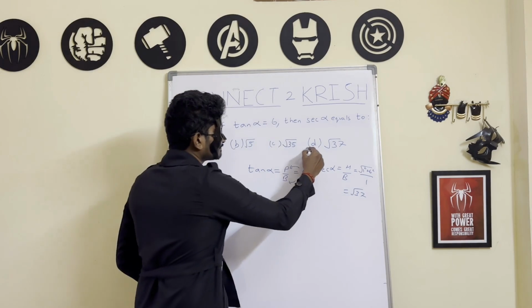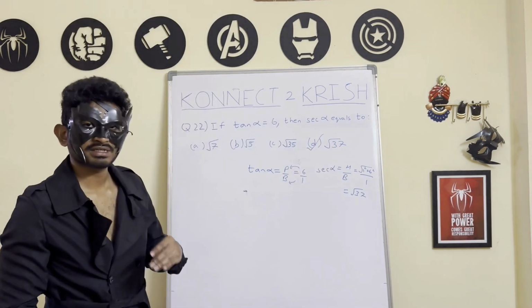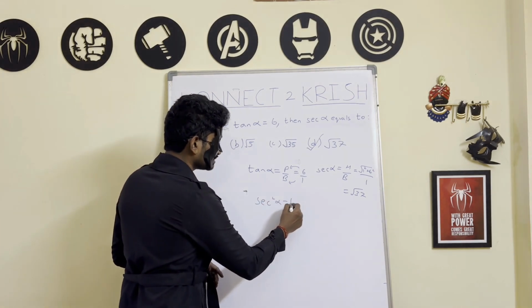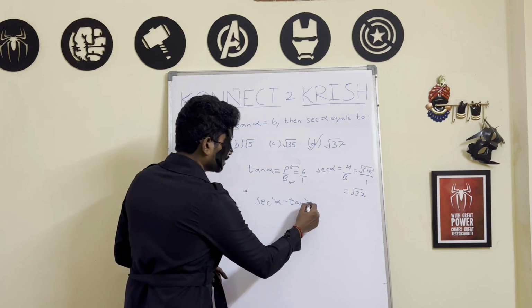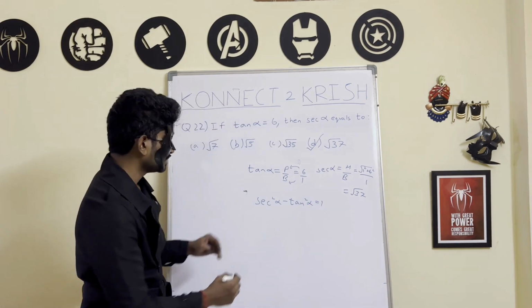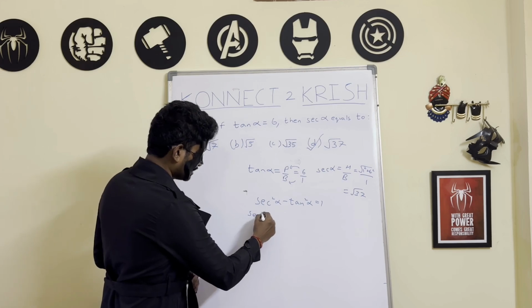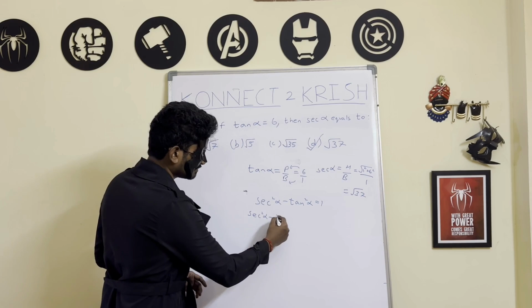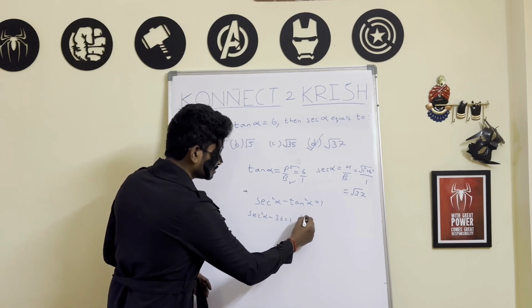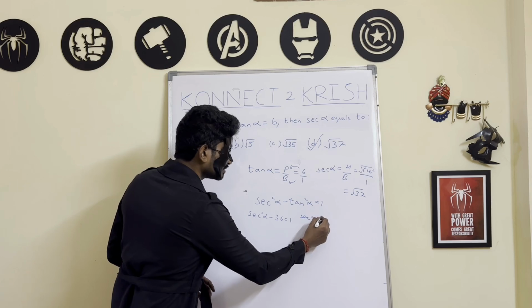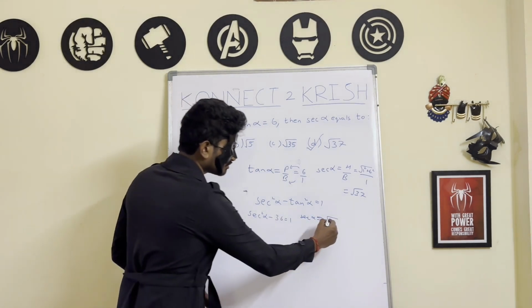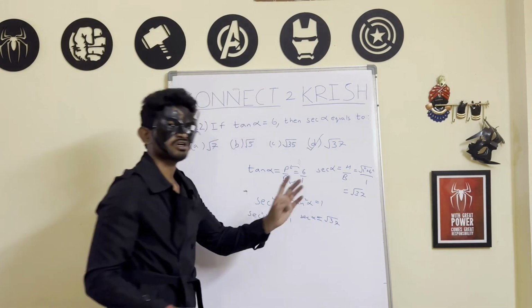Option D is right. You can also apply trigonometric identity. We already know secant square alpha minus tan square alpha is equal to 1. So secant square alpha minus tan square alpha, which is 6 square, nothing but 36, is equal to 1. So secant alpha is nothing but under root of 36 plus 1, which is equal to under root of 37. So you can solve by both the methods.